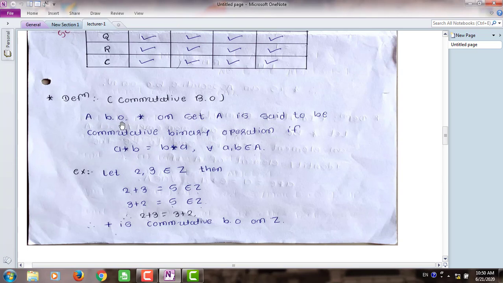What is the definition? A binary operation star on set A is said to be a commutative binary operation if A star B is equal to B star A, where every A, B belongs to A. Therefore, star is a commutative binary operation on set A.